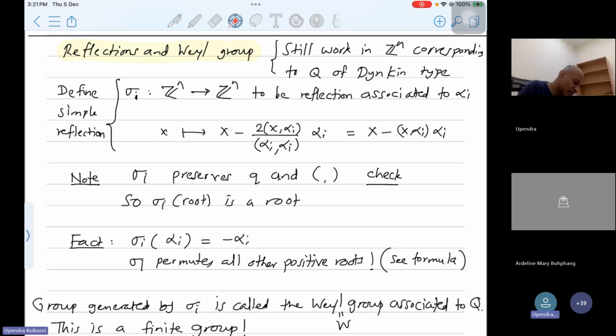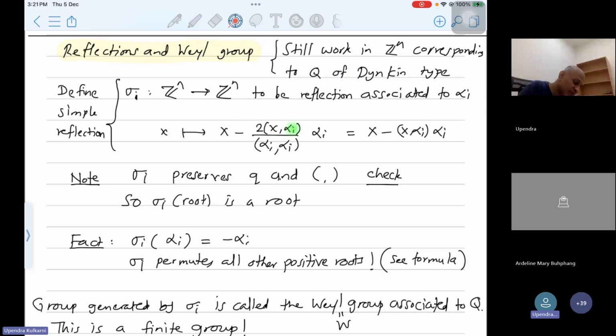What I'm going to do is define this sigma_i from Z^n to Z^n to be the reflection that I told you about yesterday. So I have written the formula: every vector x goes to x minus this quantity. Okay, so this is the formula that I wrote yesterday.